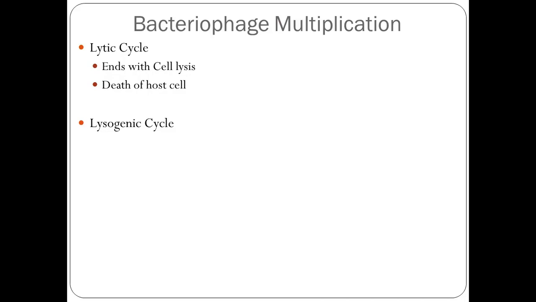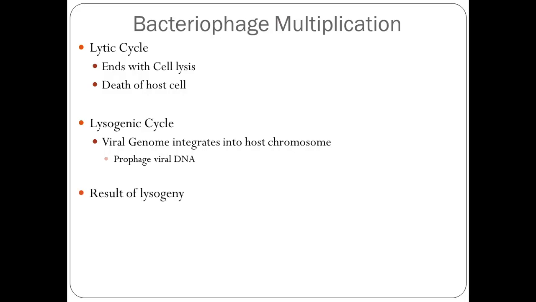Lysogenic cycle. The viral genome integrates into the host chromosome. So the prophage DNA is incorporated into the host DNA. When a bacteriophage goes through the lysogenic cycle, the results of lysogeny can be two outcomes.